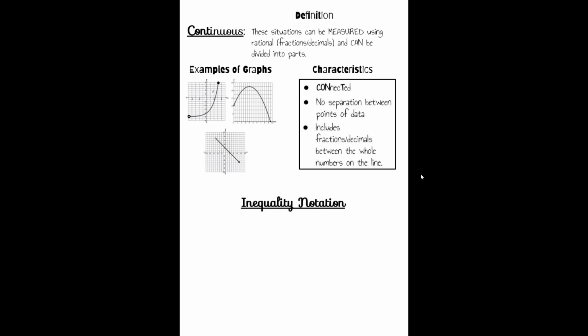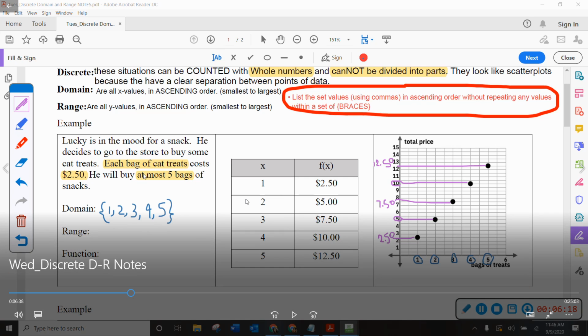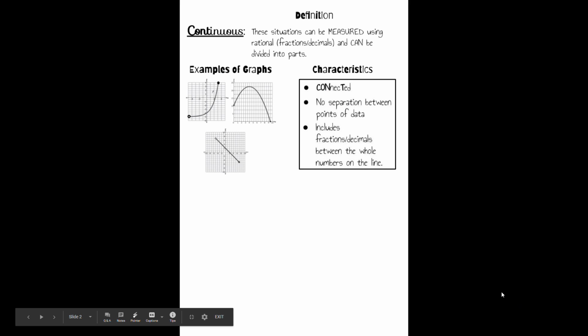Now, before, our notation for discrete domain and range, we had the brace, we used commas, we listed everything in ascending order. This is called set notation. All right. If you have your braces and you're listing out the whole numbers, what you have there is called set notation. Now, what we'll be doing today would be using inequality notation.